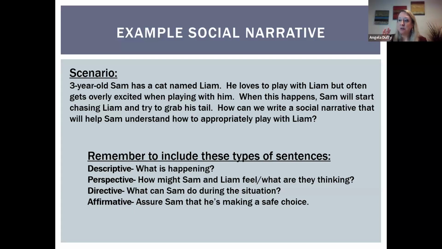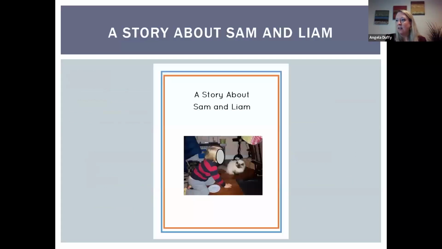Well, we want to lay it out there, like what's happening. We have to get perspective, like how might Sam feel? How might Liam be feeling? I know it sounds crazy to say, but yeah, we need to say how the cat might be feeling, right? This is important. The cat is a very big part of the situation. And we want to give Sam good strategies and ideas, give him directives, what he can do. And then we want to affirm that Sam is making a good choice.